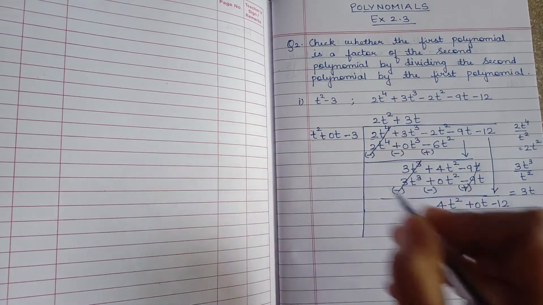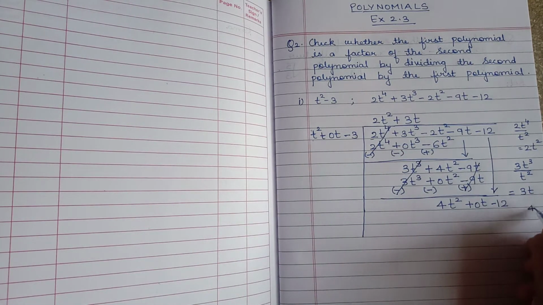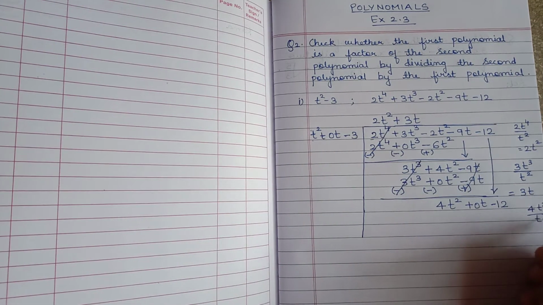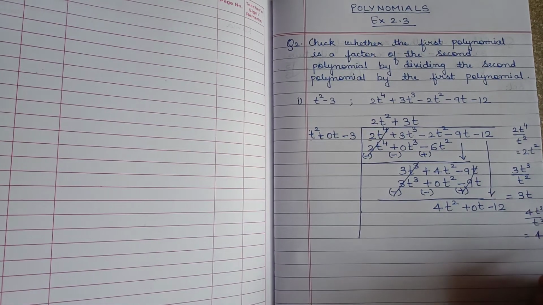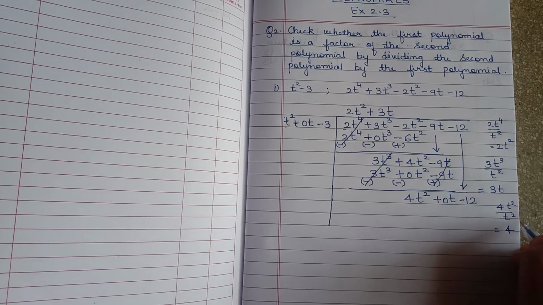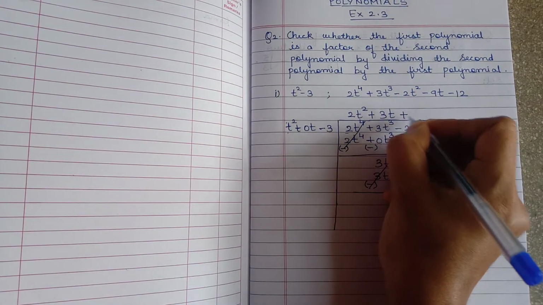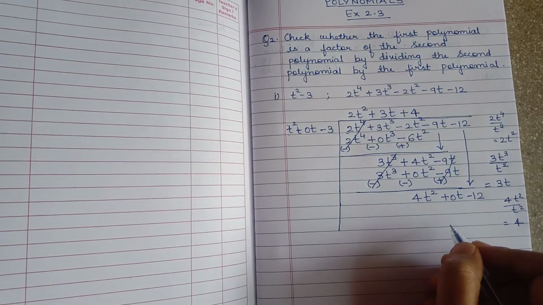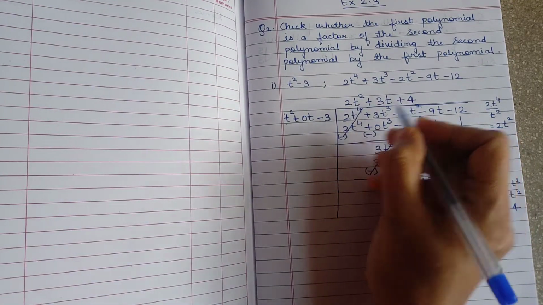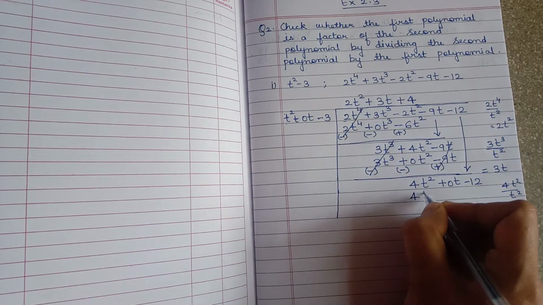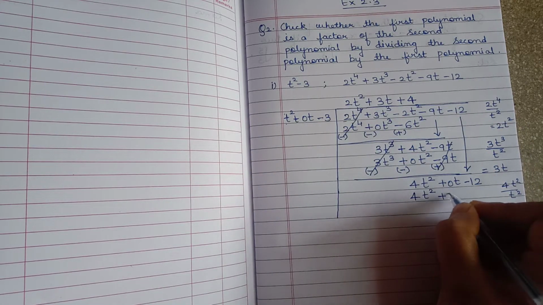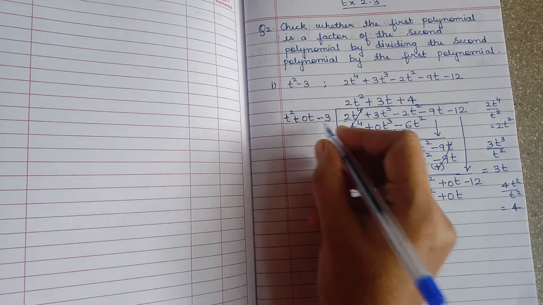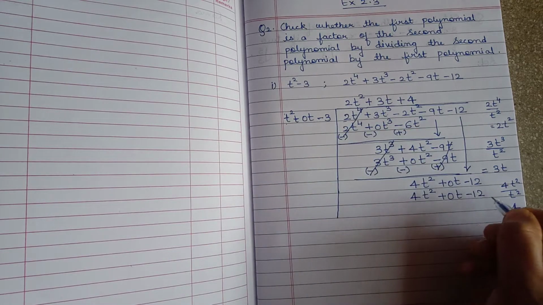Now again the same step you have to follow. 4t^2 divided by t^2 will give you 4. The t^2 will get cancelled, or t^(2-2) is t^0, so you will get 4. So the next term of the quotient is plus 4. Now again multiply. 4 into t^2 is 4t^2. 4 into 0t is 0t. 4 into minus 3 is minus 12.